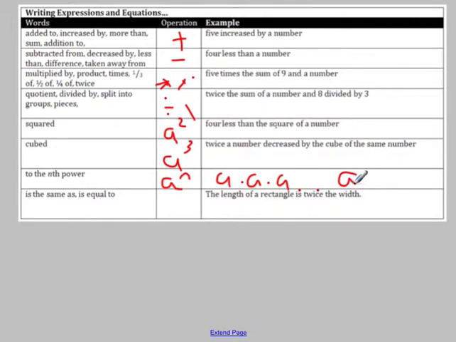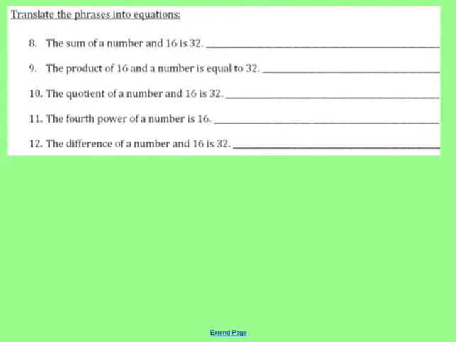And last but not least, "is the same as" or "equal to" obviously means the equal sign. So if you see words like that, that means you need to put in an equal sign. Okay, so let's put this into practice.